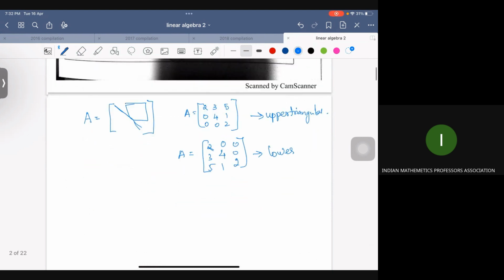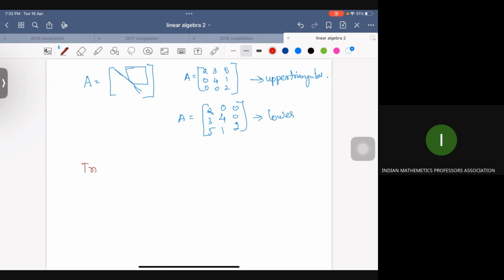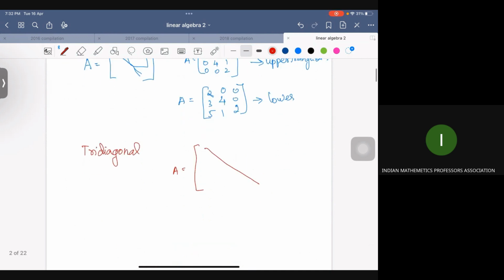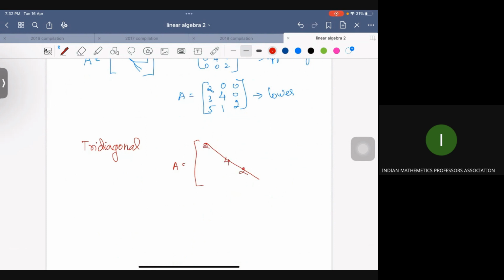A matrix is said to be a tri-diagonal matrix if it has non-zero entries in the principal diagonal, super diagonal and subdiagonal. That is, it should have values 2, 4, 2, 3 in the diagonal. The super diagonal is 5, 6, 1, and all other entries are 0. And the subdiagonal is 5, 6, 1, and all other entries are 0. So if a matrix has non-zero entries in the diagonal, super diagonal and subdiagonal, then this matrix is said to be a tri-diagonal matrix.